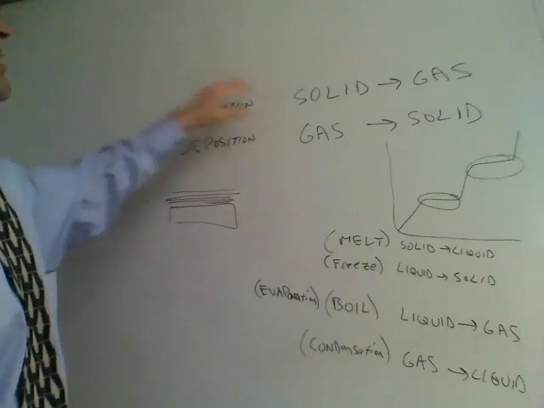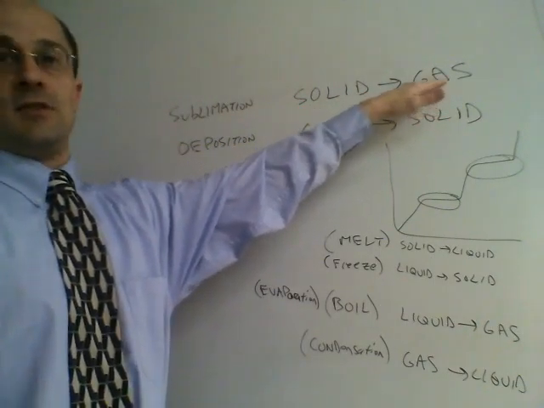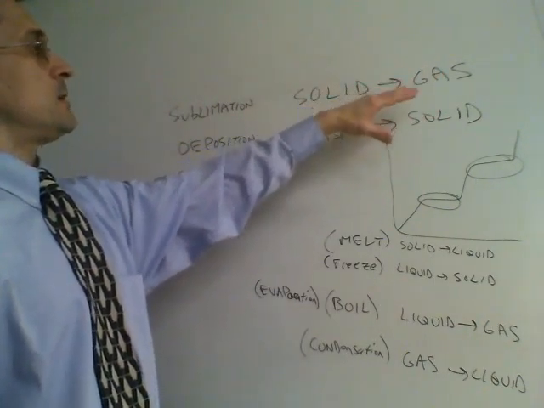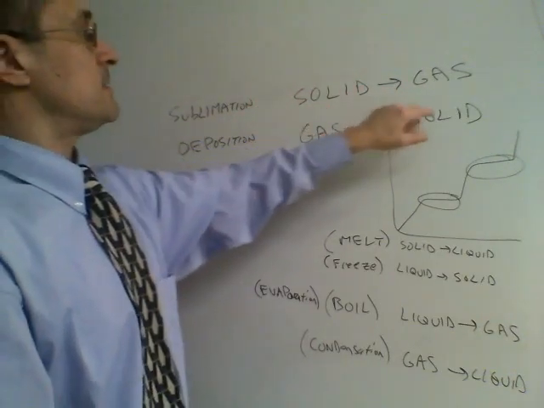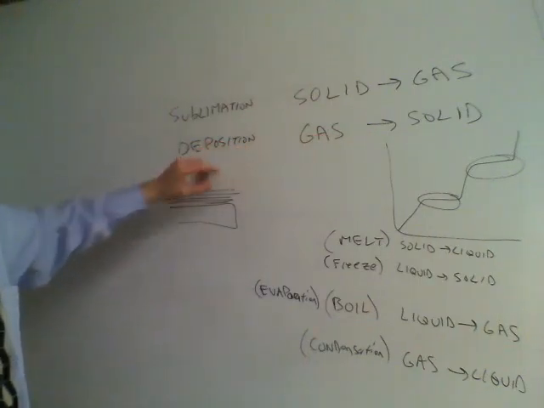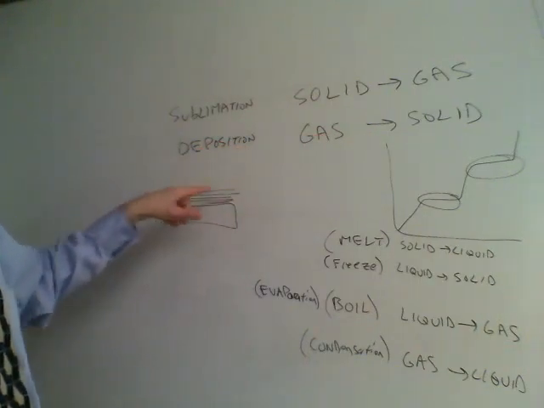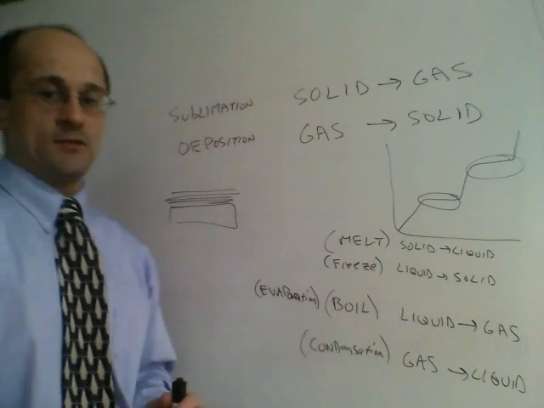We have sublimation, which is solid to gas, like the frozen CO2 keeping your Halloween stuff cool and bubbly. And then we can go gas to solid, which is called deposition, which is how they make semiconductors and superconducting materials.